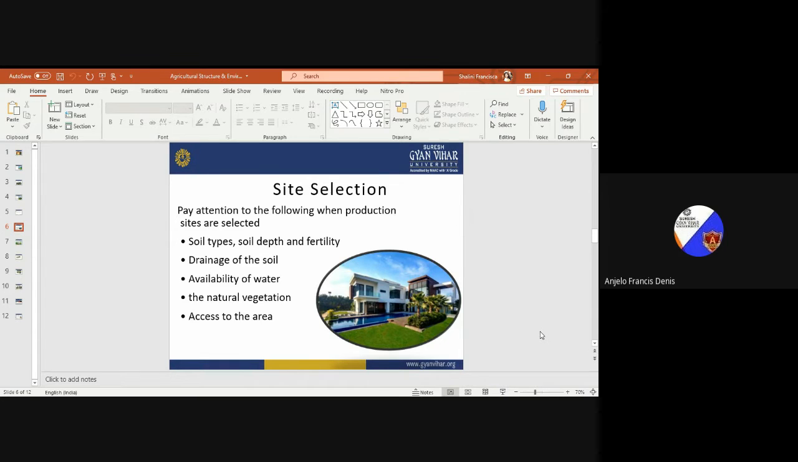Then the natural vegetation will also be very helpful, and access to the area. How far is it from the main city, or what is the connectivity to the roads, as well as communication and several other functions. So these are the points which are very important, and this has to be considered while selecting any site.